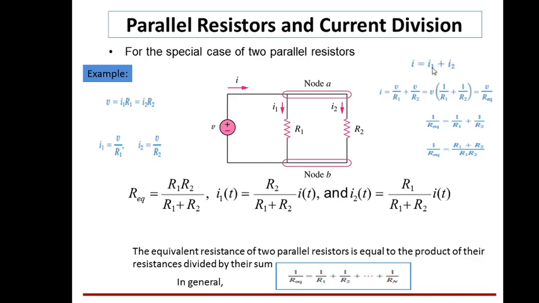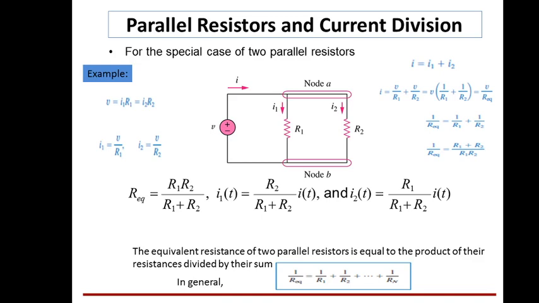The total current I equals I1 plus I2, which is V by R1 plus V by R2. Taking V outside, it is V times 1 over R1 plus 1 over R2, which equals V over R equivalent. What is R equivalent? Again the same thing: the value in the bracket gives 1 over R equivalent equals 1 over R1 plus 1 over R2. So R equivalent is R1 R2 by R1 plus R2. That is the value here.